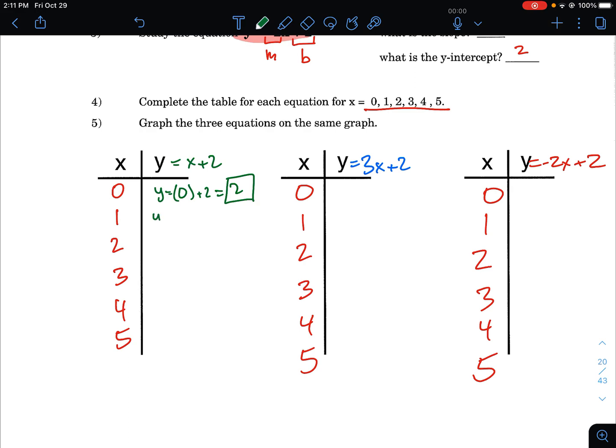Let's look at the next one. When x is 1, y equals 1 plus 2, that's 3. When x is 2, 2 plus 2 is 4. And from here, we can basically figure out our pattern. 2 to 3, 3 to 4, we're just adding 1 each time, right? So 1 more than 4 is 5. 1 more than 5 is 6. 1 more than 6 is 7.